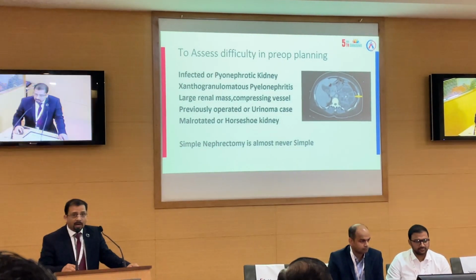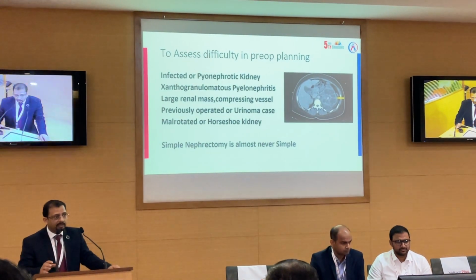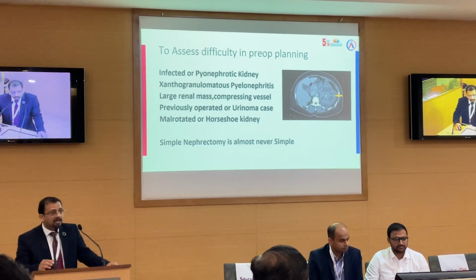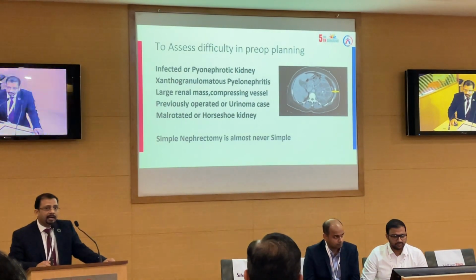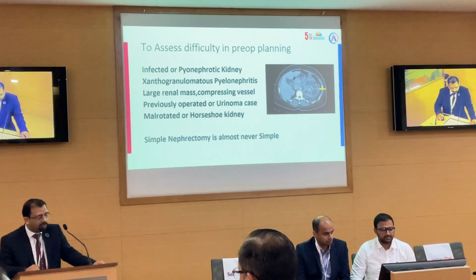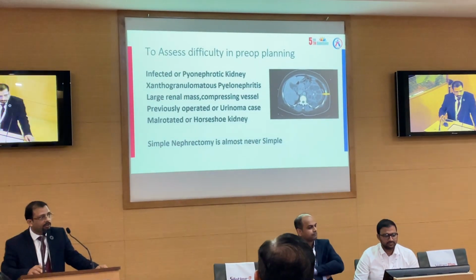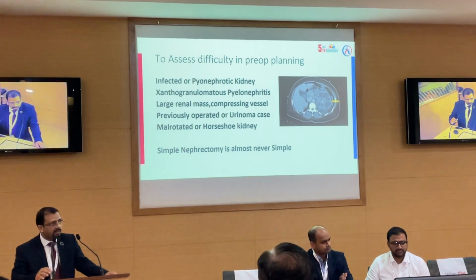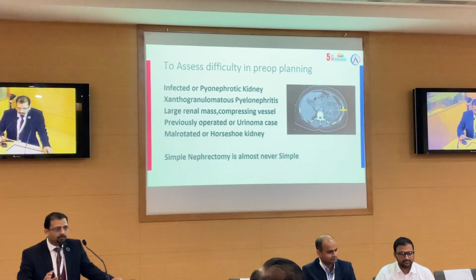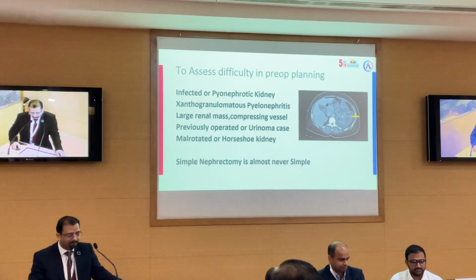So, which cases are really difficult to start? Infected cases, or pyonephrosis, can have erosion at the hilum. Xanthogranulomatous pyelonephritis, and large renal masses in which all the anatomy is distorted and which compress the renal vein or artery, are difficult to operate. Previously operated patients, or sometimes previously operated cases with urinoma, will have dense adhesions in the hilum that are difficult to operate. Malrotated or horseshoe kidney too, and to me, the so-called simple nephrectomy is most of the time not simple.